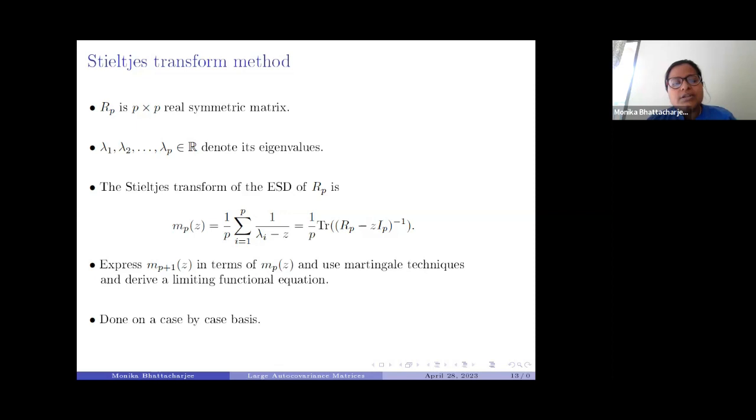So the Stieltjes transform method basically deals with a particular matrix one by one, because it has to deal with some recursion relation, which depends on which type of matrix we are considering. So it cannot deal with all the things together. It is basically a case by case method. Therefore, this Stieltjes transform method is not useful if we want to do everything under the same umbrella.